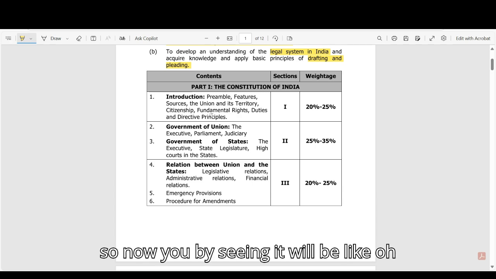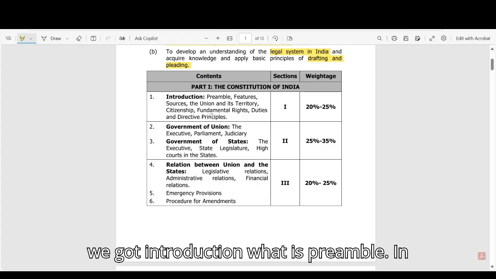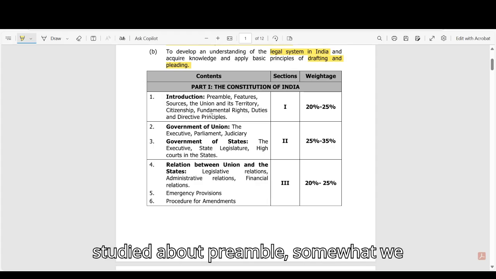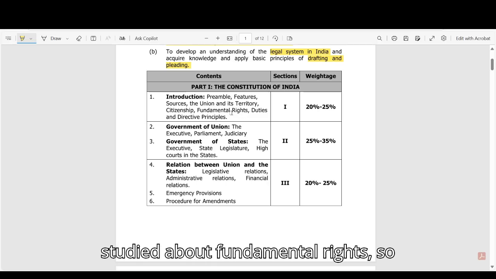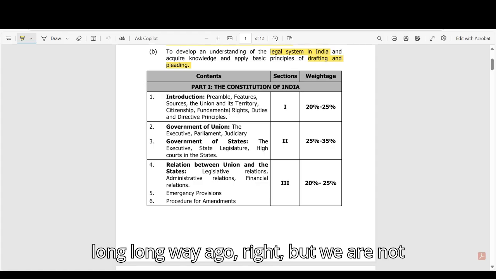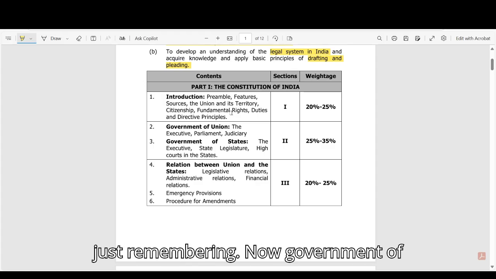So now, by seeing it, you'll be like, oh my god, introduction, what is preamble? In school, if you remember, somewhat we studied about the preamble, somewhat we studied about fundamental rights. So all these topics we have already done long ago, right? But we are not just remembering.